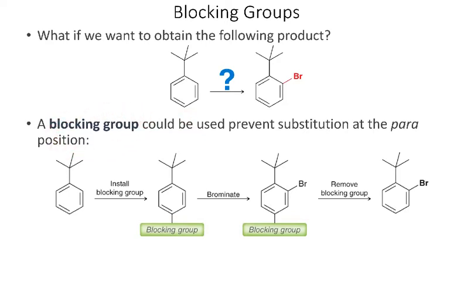I could use a blocking group to prevent substitution at the para position. So if I first add a group at the para position, I could then brominate it, and the bromine is going to add to one of the ortho positions because the para position was taken, and then I need some reaction to take that blocking group back off.